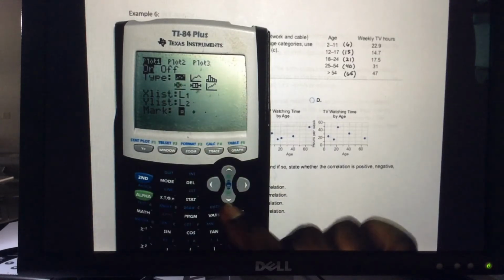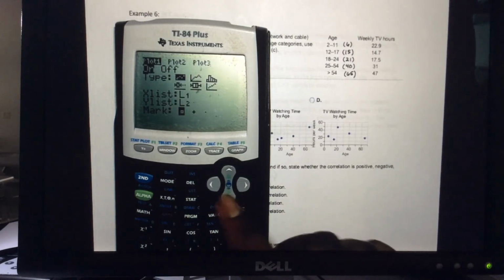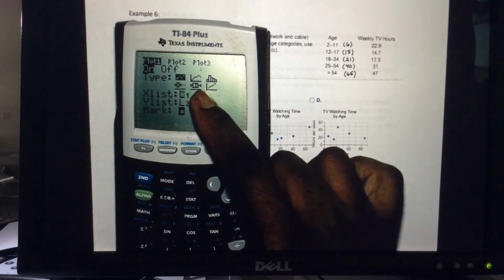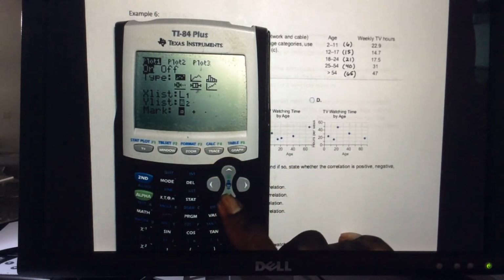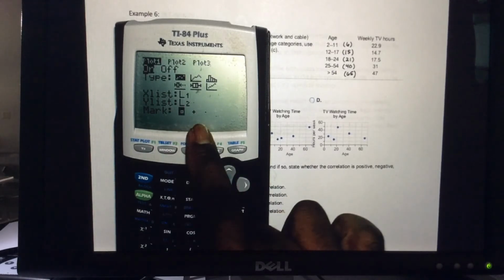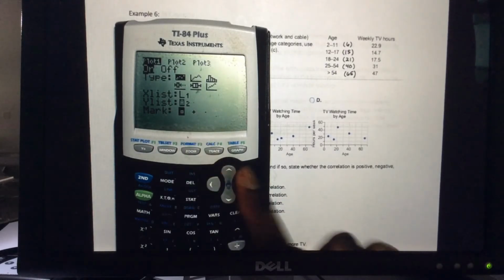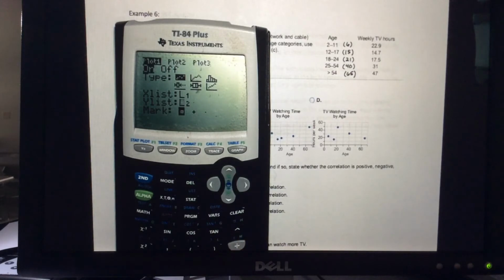So I'm going to leave that on, or you can put the cursor over it and then press enter, because that's what you want. Your X list will be L1, and your Y list should say L2. And the mark can be anything you want, any one of these three. I'm going to leave the first one highlighted. Okay?